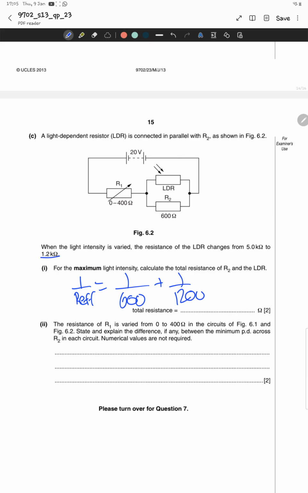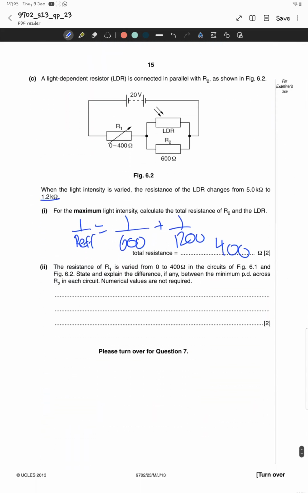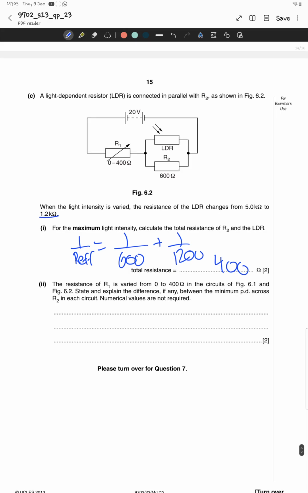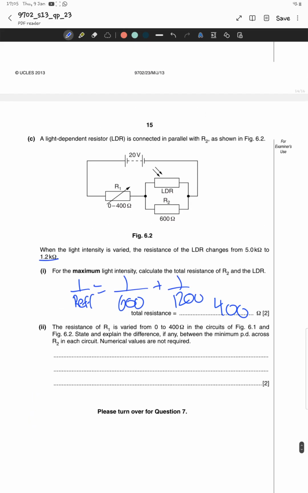So the answer will be, I believe, 400 ohms. The resistance of R1 is varied from 0 to 400 ohms in the circuits of figure 6.1 and 6.2. State and explain the difference, if any, between the minimum potential difference across R2 in each circuit.